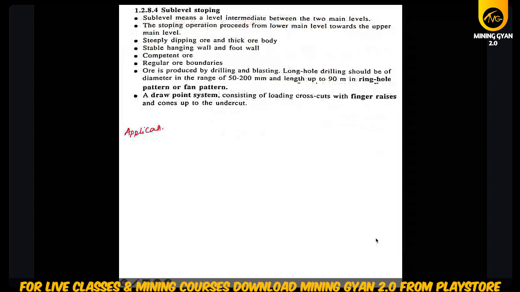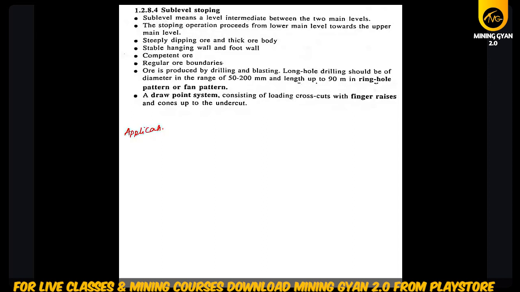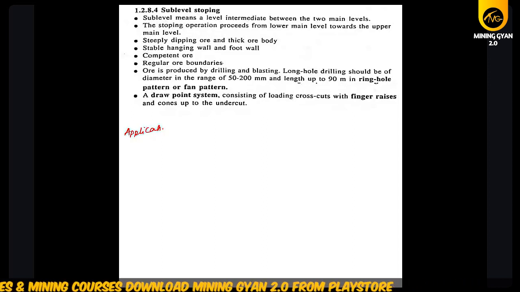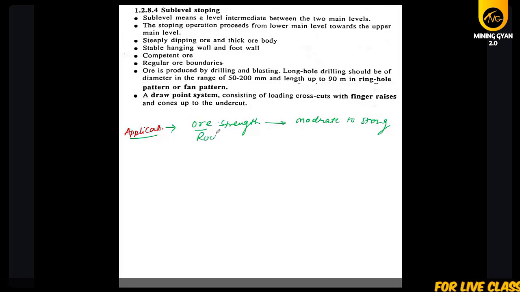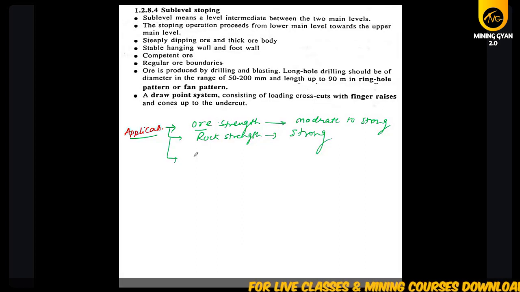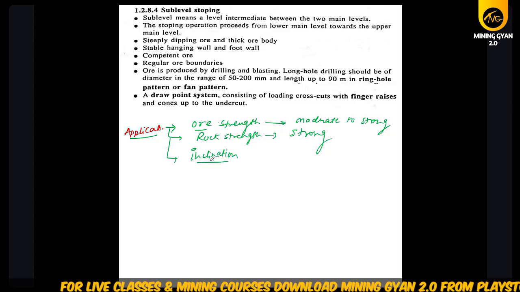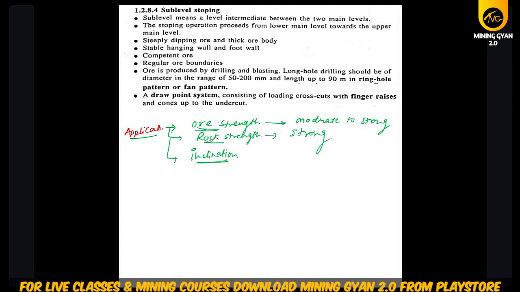Okay. Now come to the sub-level stopping method. In the sub-level stopping method, first we will see the applicability. That means in this method also moderate strength will work, moderate to strong. Then rock strength should be strong. Dip means inclination. These 4 to 5 points you should remember: how the rock is, how the inclination is.